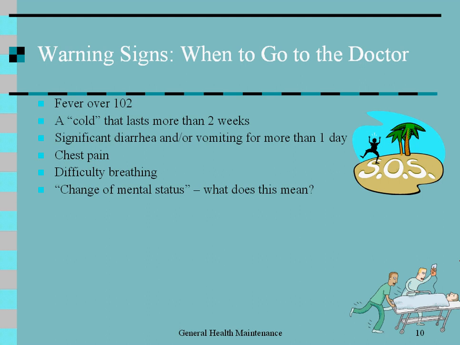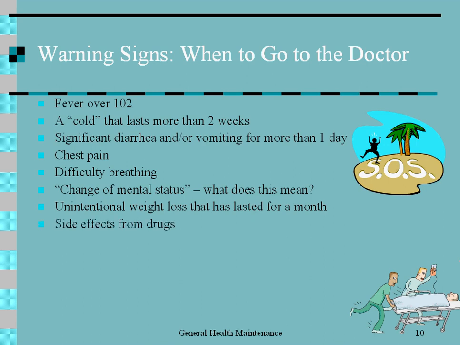And that's something that doctors are trained to deal with. So change of mental status is a really fuzzy phrase, but those are some of the things that it could mean. We recommend folks go to the doctor if they're experiencing unintentional weight loss that has lasted for a month. Someone loses weight that they didn't mean to lose and can't afford to lose, and it doesn't fluctuate back up.